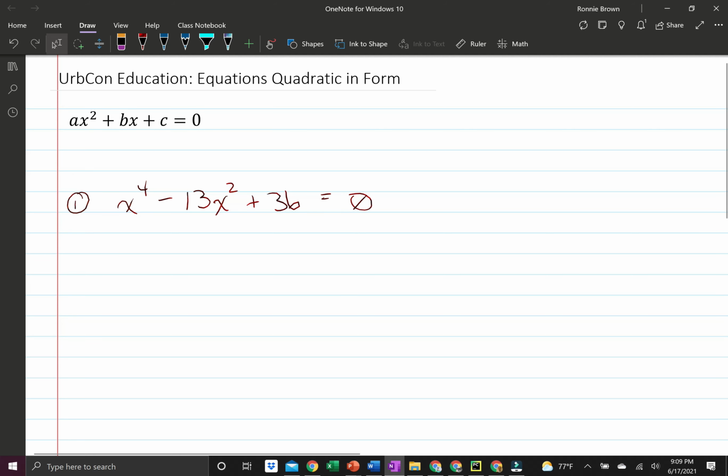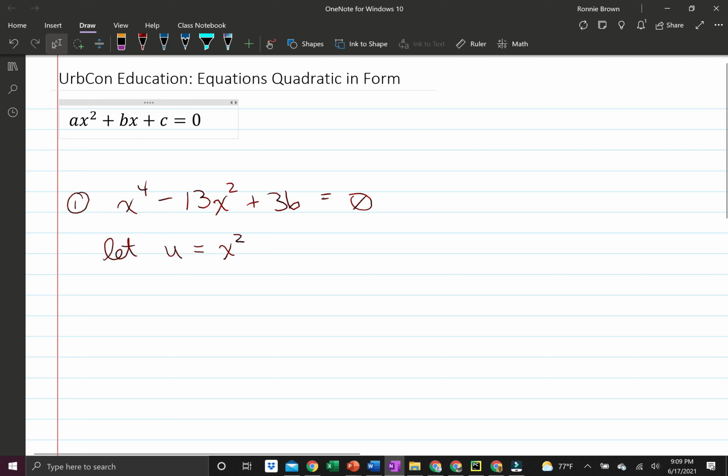The first thing we need to do is make some type of substitution for the x squared term, right? So this will make sense once we write it down. I'm going to say let's let some arbitrary variable, I'll just use the letter u, be equal to x to the second power. If u is equal to x to the second power, then when we rewrite this, this will be negative 13u, right?